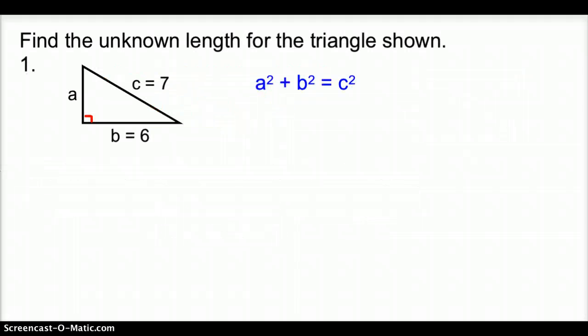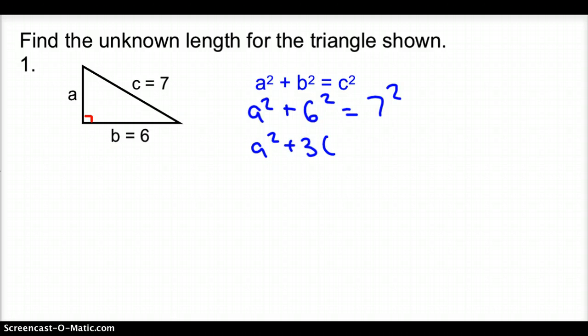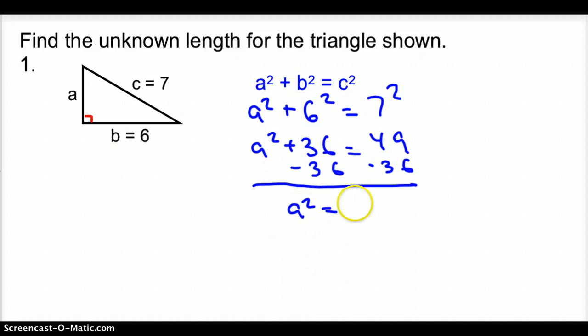So let's get into a couple examples, starting with number 1. First, we are given the lengths of the triangle, so we are going to use the Pythagorean theorem, a squared plus b squared equals c squared. We have to find a, so I'm going to plug in all the measures that I know. So a squared plus, plugging the 6 in for b, 6 squared, equals, plugging the 7 in for c, 7 squared. So we have a squared plus 36 equals 49. Now we have to solve for a squared. How do we do that? We have to subtract 36 from both sides, leaving us with a squared equals 13.